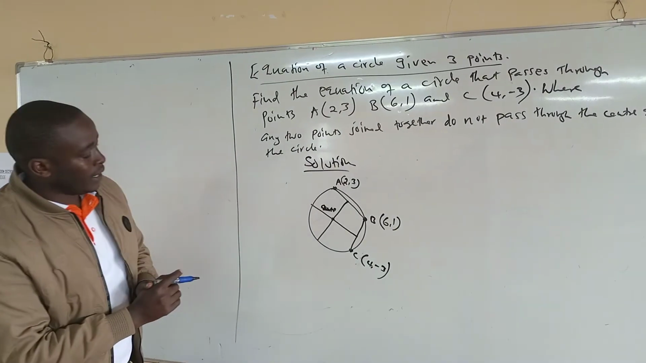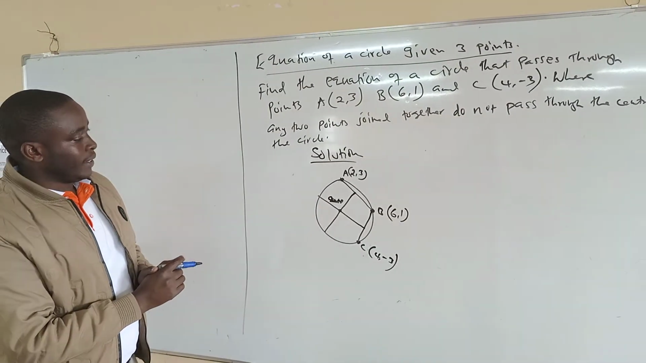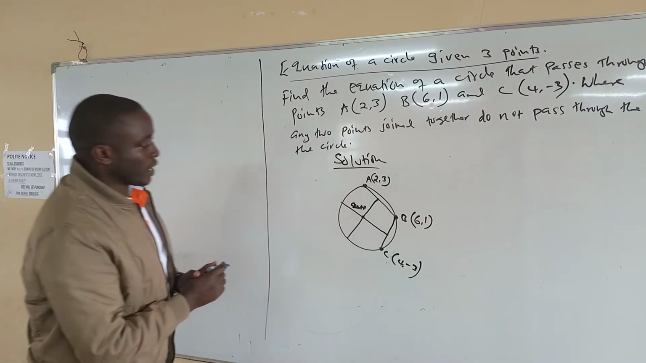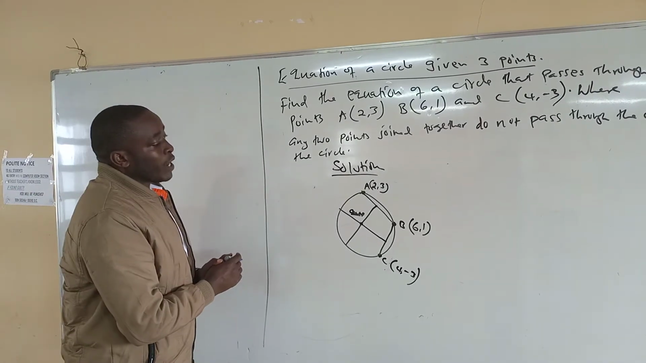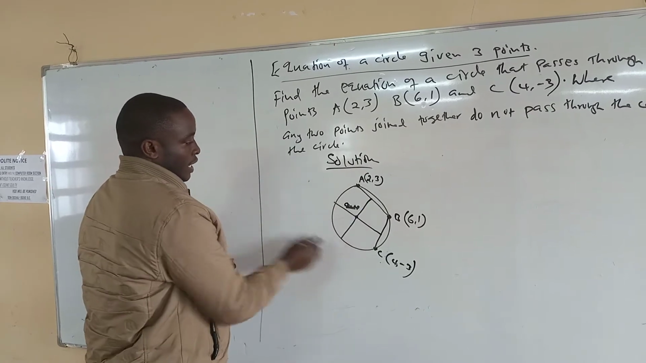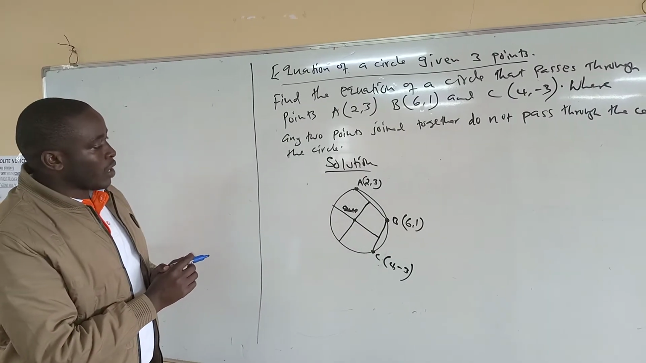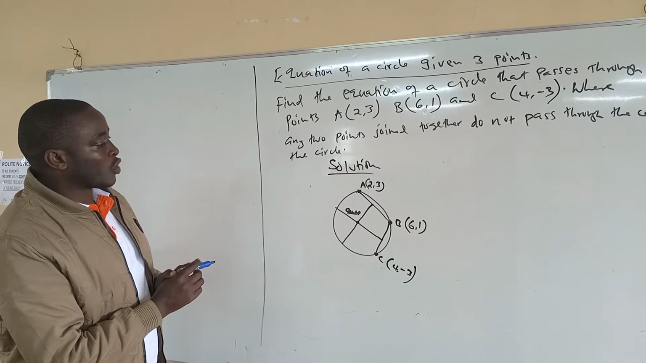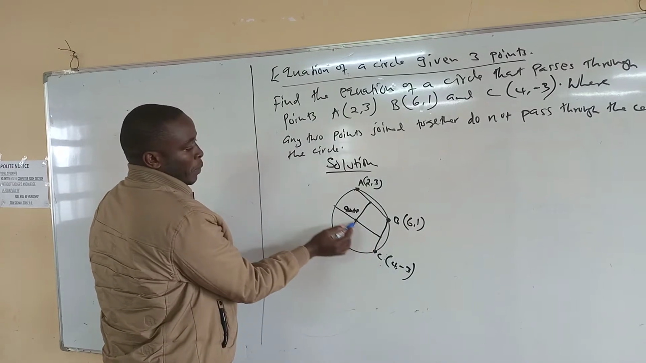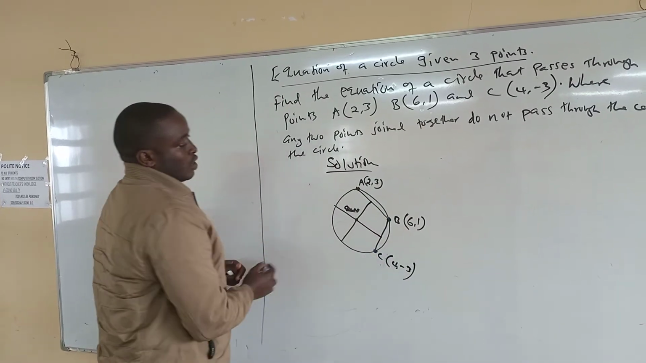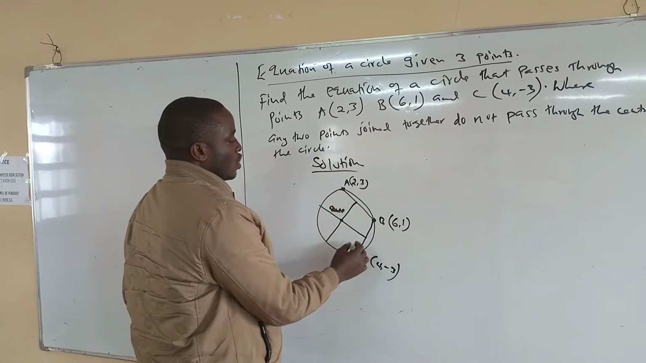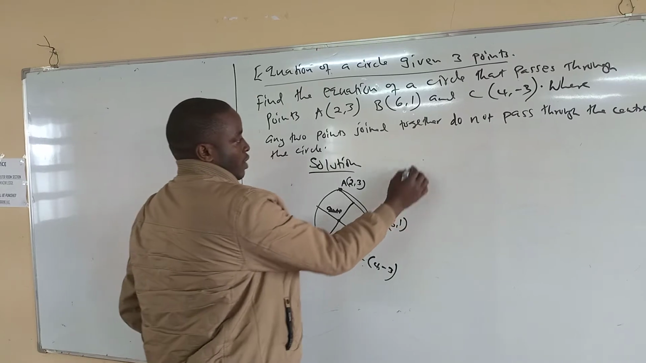Now we need to find the center, the point of intersection. For us to find the point of intersection, we need the equation of this line and the equation of this line. Remember from my previous tutorial, I gave the equation of a perpendicular bisector. This is a perpendicular bisector to chord AB, and this is also a perpendicular bisector to chord BC. So I need the equation of the perpendicular bisector of AB.